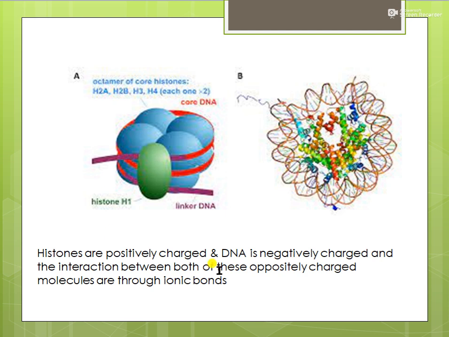Now, in other biomolecules, for example, we have the DNA. DNA is found to be negatively charged, and to be organized within the cells, it interacts with certain histone molecules, and these histone molecules are found to be positively charged. So the negatively charged DNA interacts with the positively charged histones mainly by ionic interactions, and ionic bonds are formed between them. I hope you got an understanding of the ionic bonds right now.